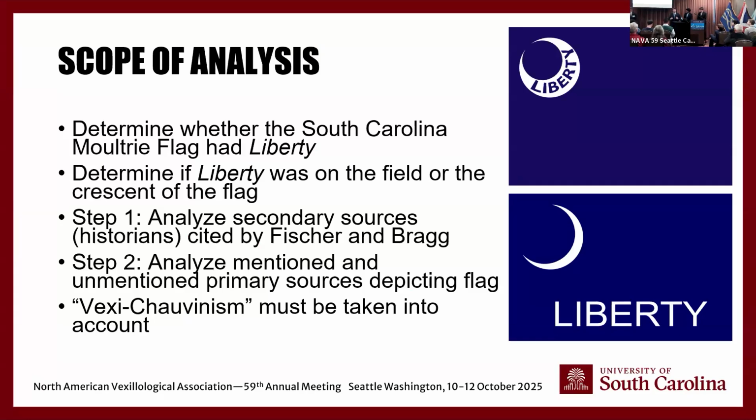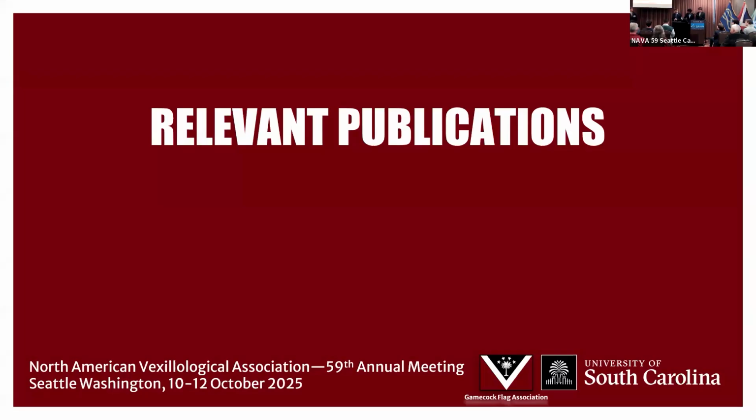In the first step, we looked at secondary sources and other authors and historians like Preble, who also mention this flag and talk about what their opinions are. And then in the second step, we looked at early documents and primary resources depicting the South Carolina flag to see if they differ or not. And as always, in any case of looking at historical flags, vexillological bias must be taken into account, which is having our own personal design thoughts on historical flags and using those as our opinions instead of primary sources. So first, we will go into some relevant publications.